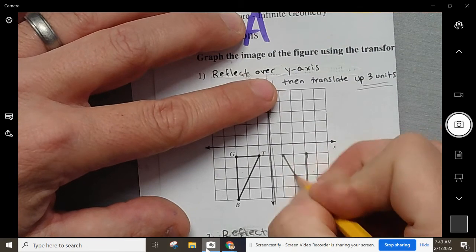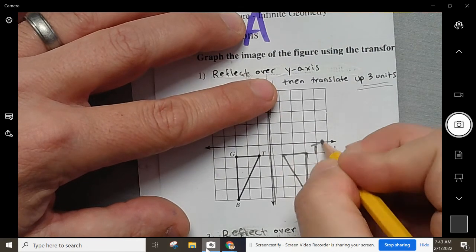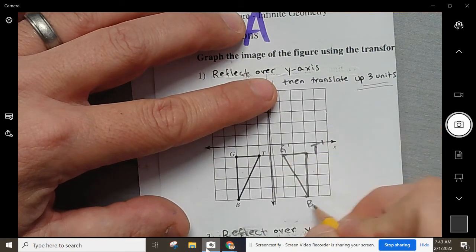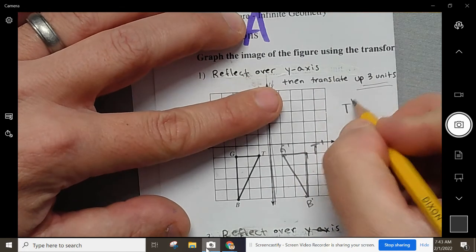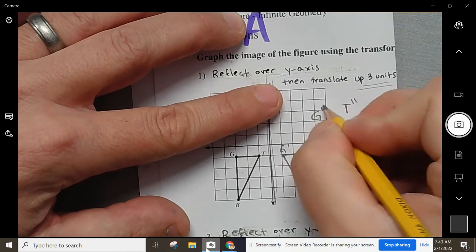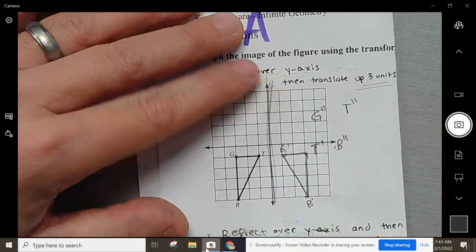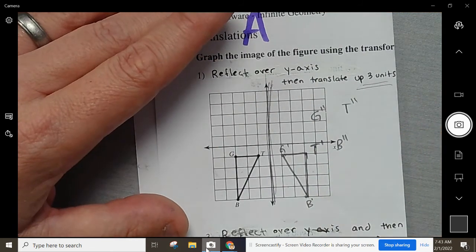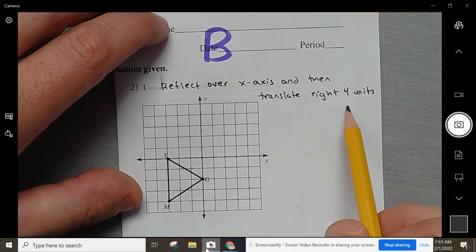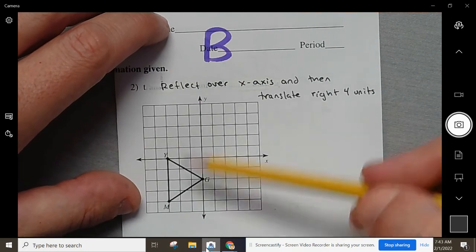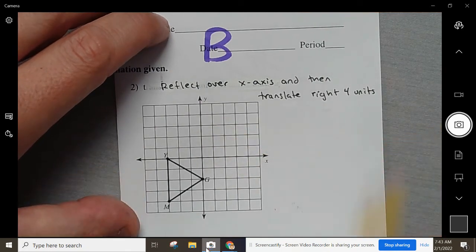This is how you're supposed to label it, so pay attention. It'd be T prime, G prime and B prime. And then when you move it up, it'll be T double prime, G double prime, and B double prime. You don't have to label all the coordinates for this one. Do the best you can. For this one, reflect over the x-axis and then translate right 4 units. Same idea. Do the best you can. Ask for help if you need it.